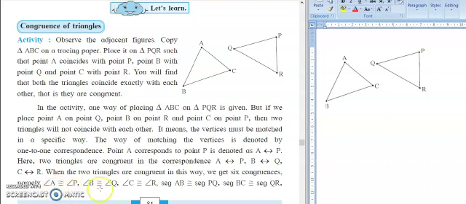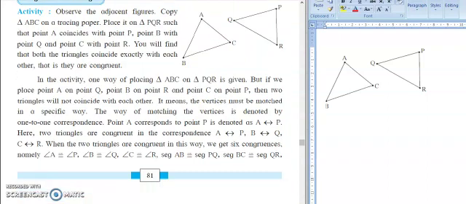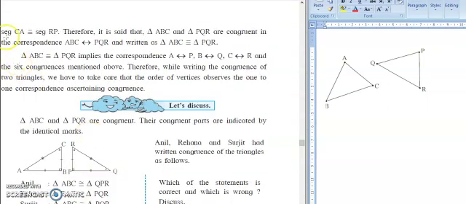Angle A is congruent to angle P, angle B is congruent to angle Q, and angle C is congruent to angle R. Then other parts which are congruent are the sides. So segment AB is congruent to segment PQ. This segment BC is congruent to segment QR. Both these sides are also congruent, and the third side will also be congruent, which is the remaining third side, that is segment CA or AC is congruent to segment RP. These are the 3 sides of the triangle which are congruent.